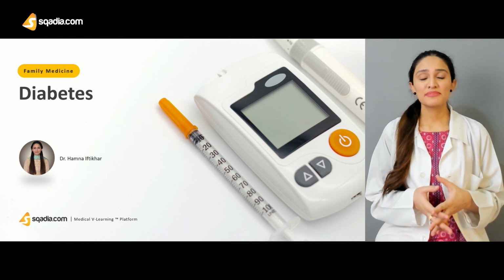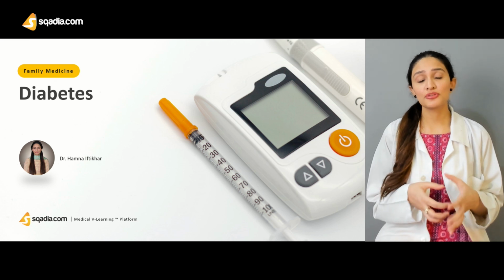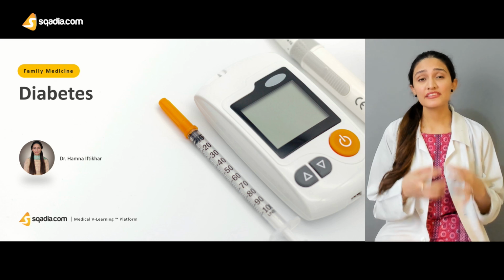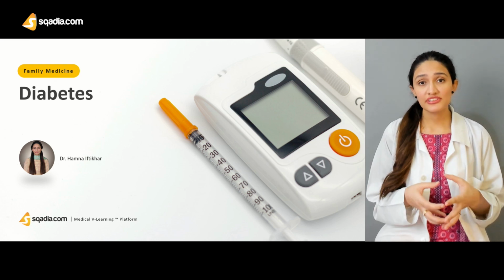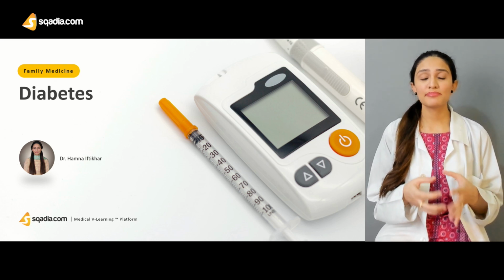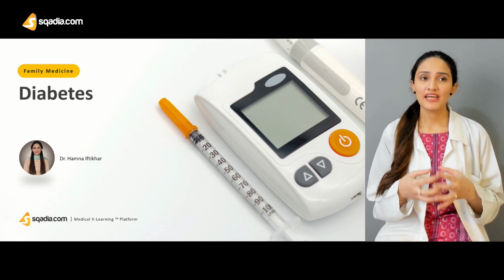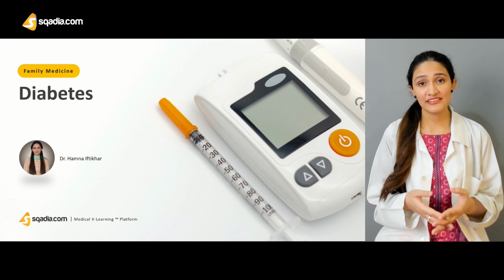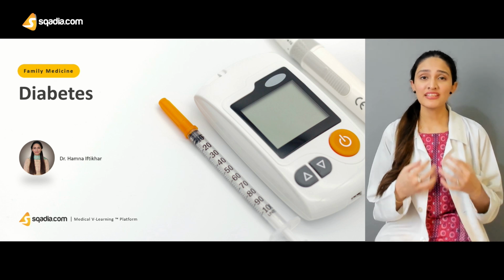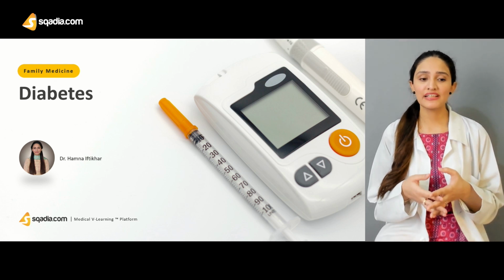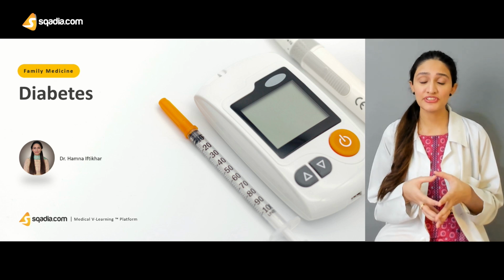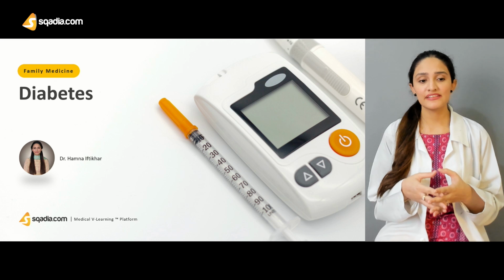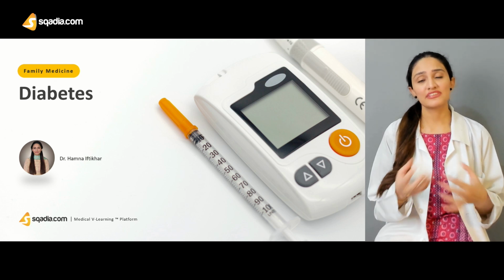So, diabetes mellitus is a heterogeneous group of disorders that includes distinct genetic, immunological, etiological and pathophysiological mechanisms that ultimately result in glucose intolerance and hyperglycemia. Patients with diabetes mellitus develop insulin deficiency or impaired peripheral insulin action, or they could develop both.